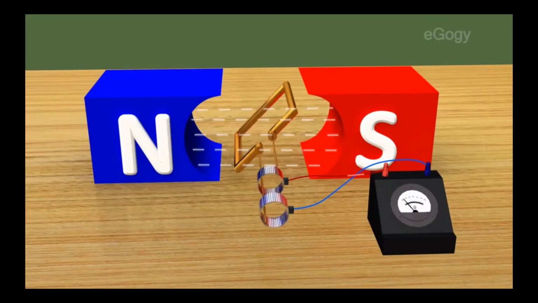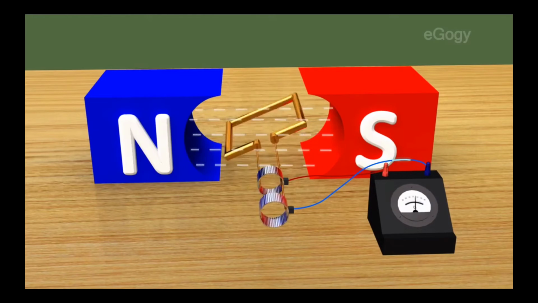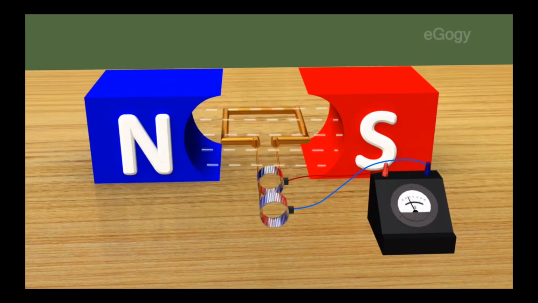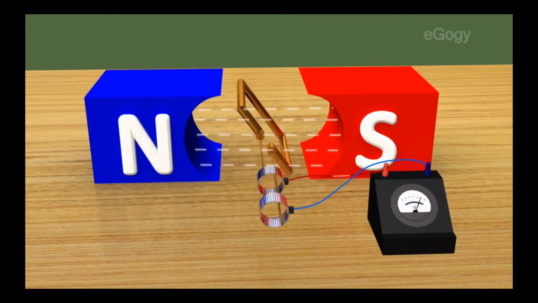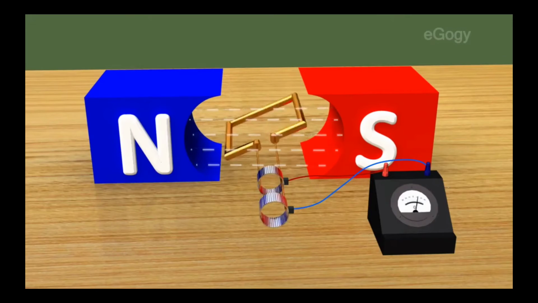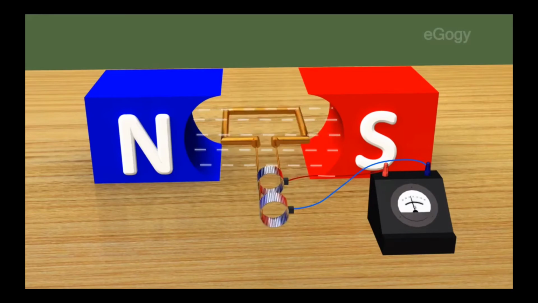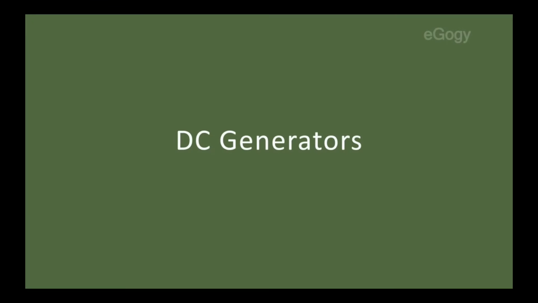Armature coil rotates continuously using mechanical energy. Simultaneously, armature coil deflects the magnetic flux lines and EMF is generated in the coil. This continuous motion of the armature coil helps to keep a constant current in the external circuit. AC generators.